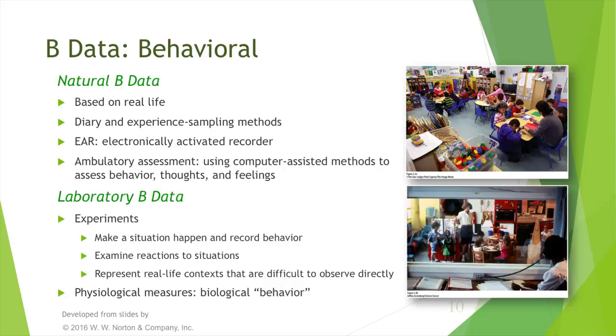Laboratory B data, on the other hand, can be drawn from psychological experiments, which involves a researcher making a situation happen and recording a target's behavior. Or they can be drawn from physiological measures, which record biological behavior such as heart rate, blood pressure, and skin conductance responses. The purpose of this kind of B data is to examine reactions of targets to different situations, and these may be representative of real-life contexts that are difficult to observe directly.